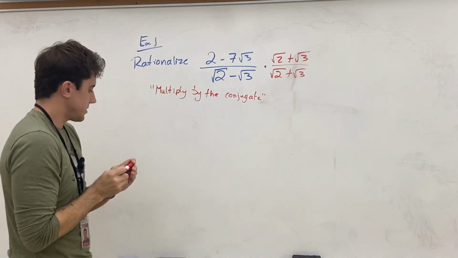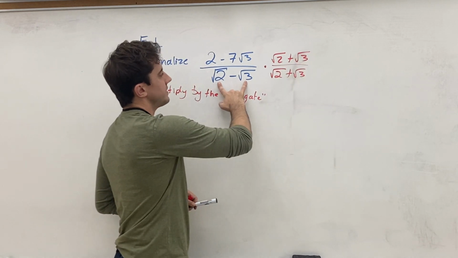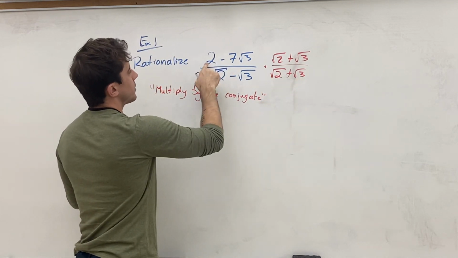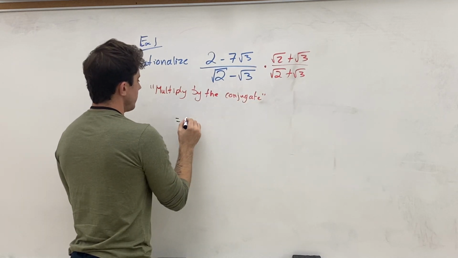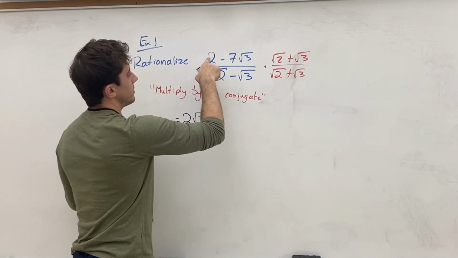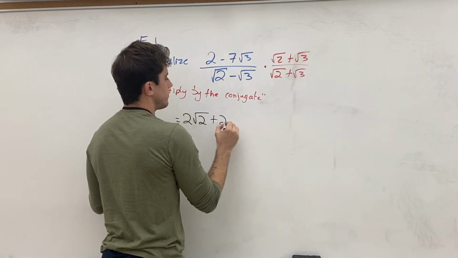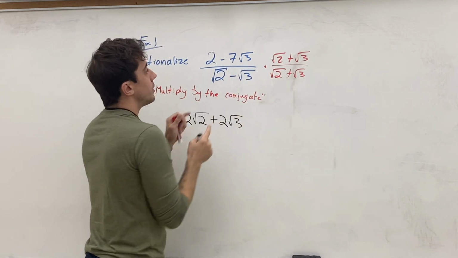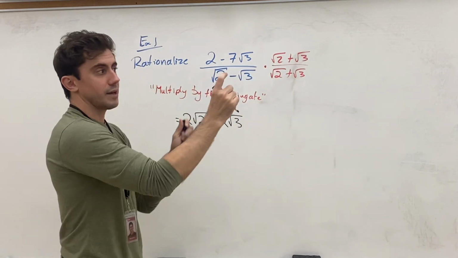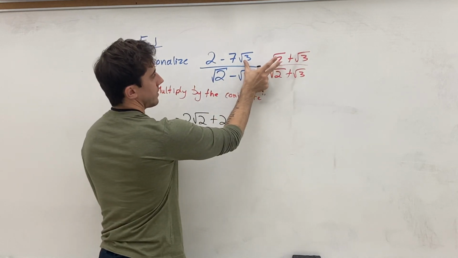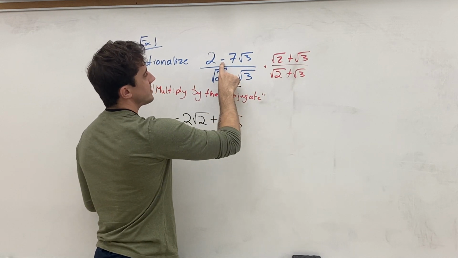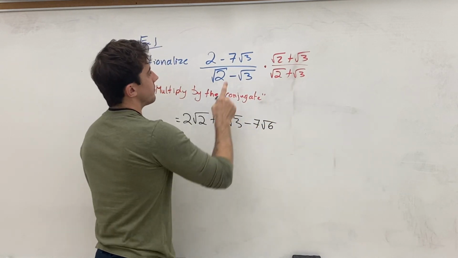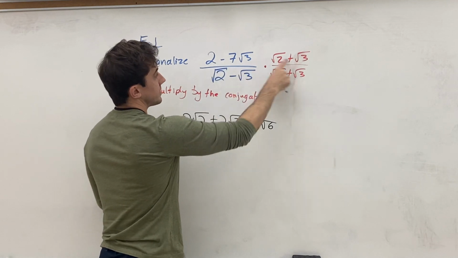Now what that does once we multiply through is it's going to completely get rid of the radicals in the denominator. So up top we're going to have 2 times root 2, and then 2 times root 3, then minus 7 root 3 times root 2. Now we know that when we multiply radicals together, we can multiply the radicands, the numbers inside the roots, and so minus 7 root 3 times root 2 is going to be minus 7 root 6, and then finally minus 7 root 3 times root 3.